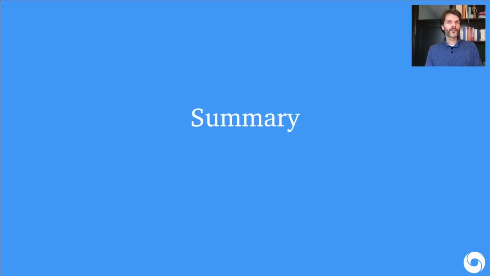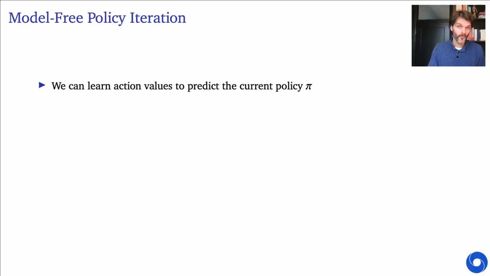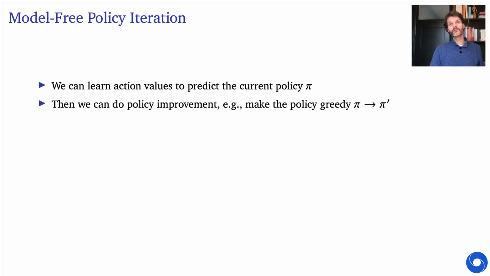Okay, this brings us to the summary of this lecture. Now we're just going to briefly recap basically the whole lecture, and we're going to start with model-free policy iteration. Recall that the point there was to learn action values to predict the current policy, because that's how policy evaluation works, and policy evaluation is a sub-component of policy iteration. Then we can do the other part, which is policy improvement, for instance, make the policy fully greedy or epsilon greedy. We talked about how we could extend this idea of policy iteration to be model-free, where both the evaluation step and the improvement step can be done model-free.